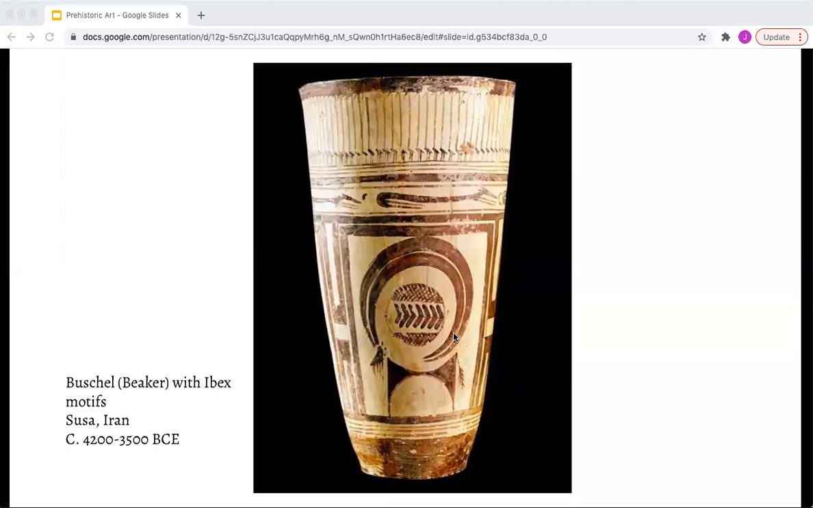And using these rounded elements, it really speaks to the cylindrical shape of the vessel, the rounded shape of the vessel as a whole. And these more linear vertical elements speak to the verticality and height of the piece. They really emphasize those elements of this form.